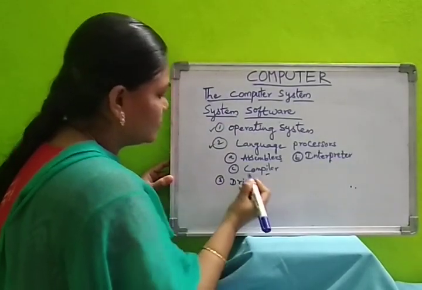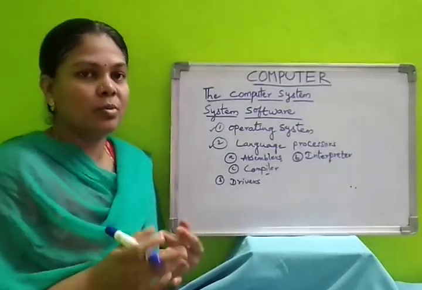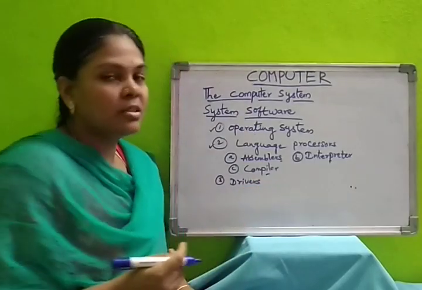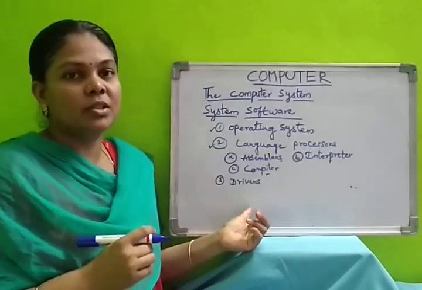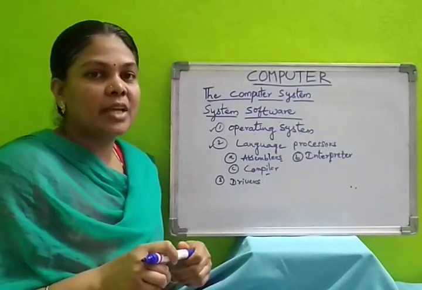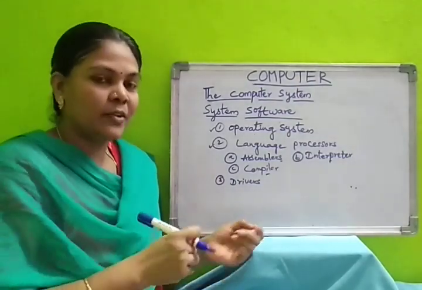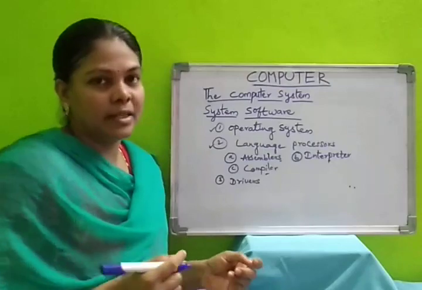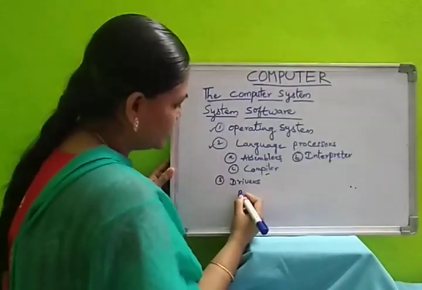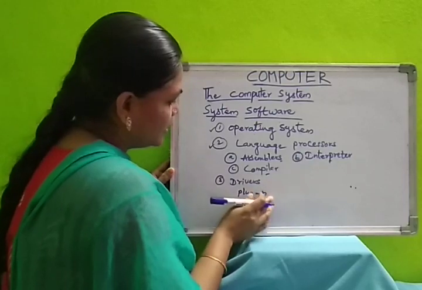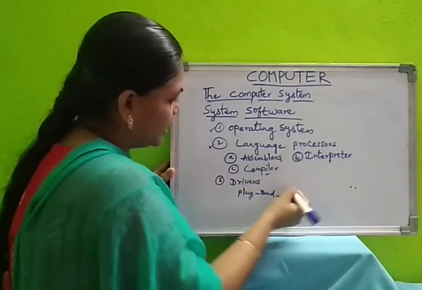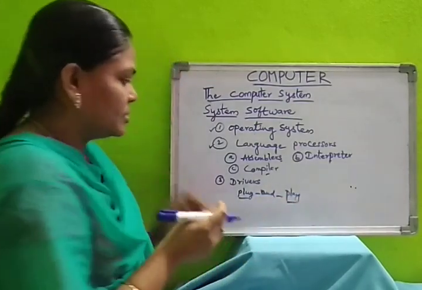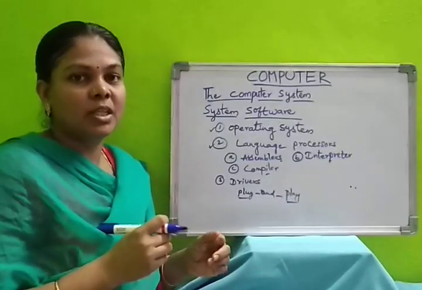Next, third one is drivers. If you want to use any hardware devices like keyboard, mouse, scanner, printer, all those software drivers should be installed into the computer. Then only you can work with those hardware parts. Nowadays we are getting plug and play. Plug and play means directly you can connect and work with the devices. No need to install the drivers, no need of installation of any software.